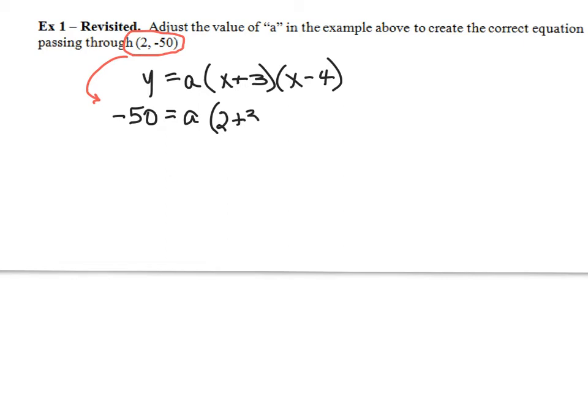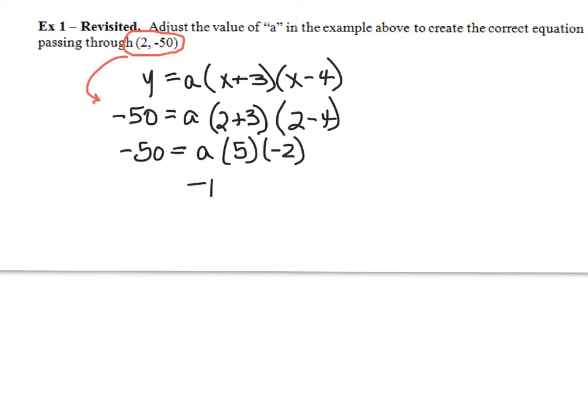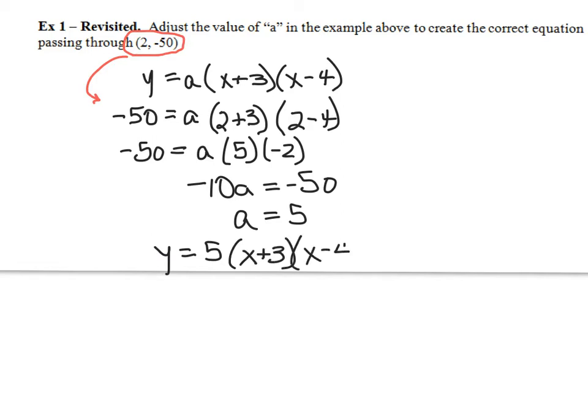So I'm going to substitute 2 in for each x, so 2 plus 3 times 2 minus 4. That tells me that -50 would be equal to a times 5 times -2. So -10a has to equal -50. Dividing both sides by -10, I get that a is equal to 5. So that tells me that my original equation must have been y is equal to 5 times x plus 3 times x minus 4.